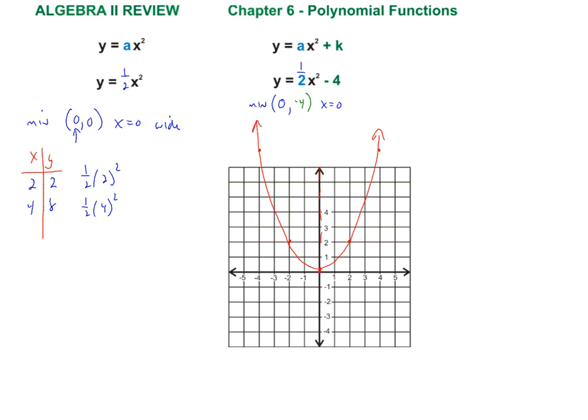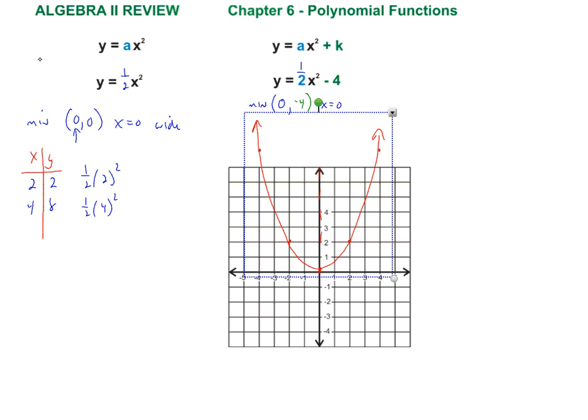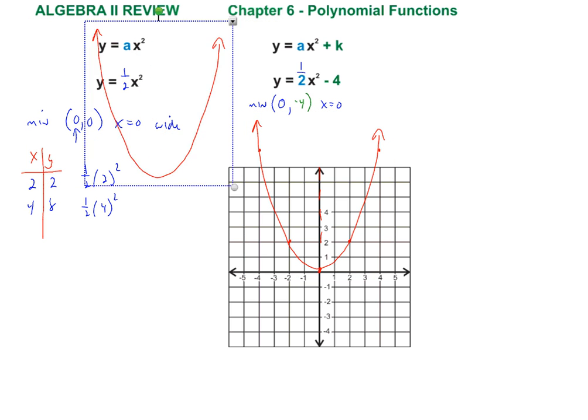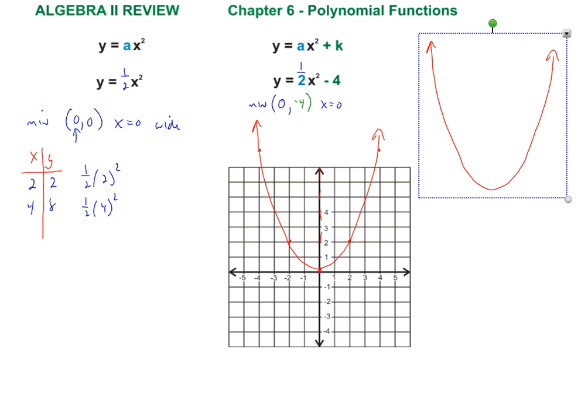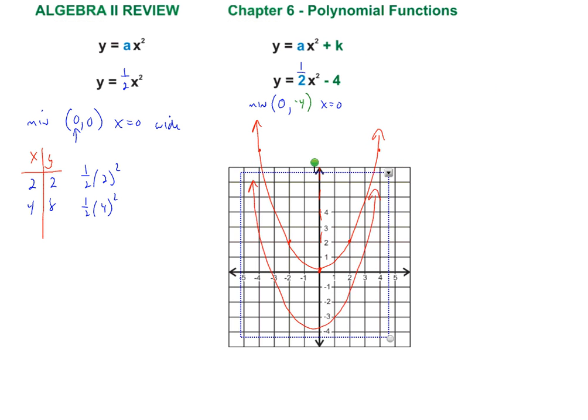Now, I can save myself some time if I can grab this function and copy it, and then I'm going to paste it. Okay, so here's that parabola. Now, remember, the half does the width of it. So because the a in the first example is a half and the a in the second example is a half, the width's going to stay the same. So this is the exact parabola with the vertex at negative 4. And it would be right there.